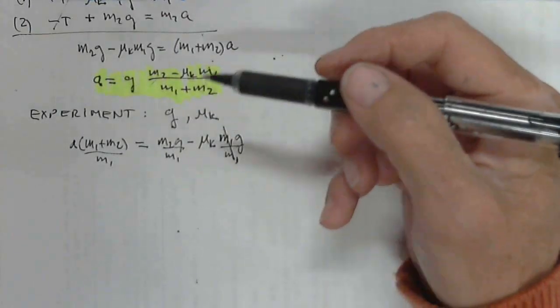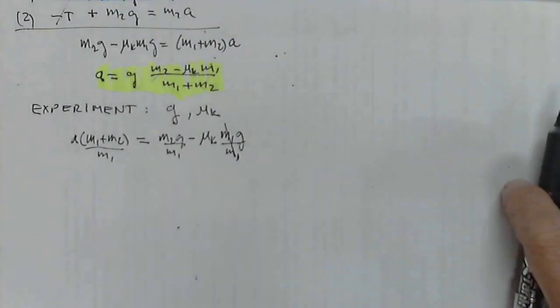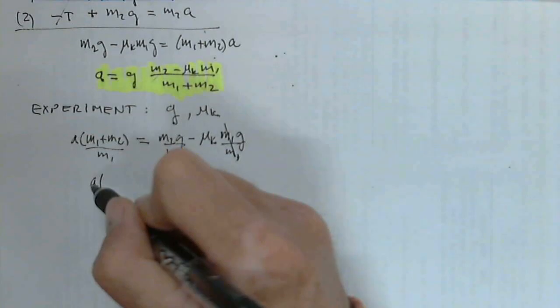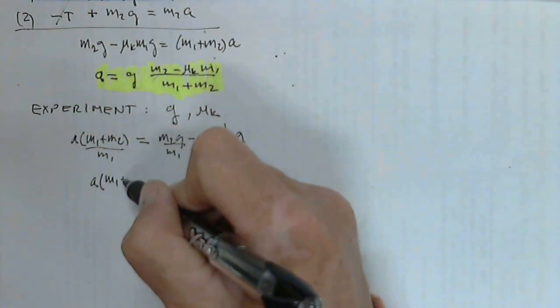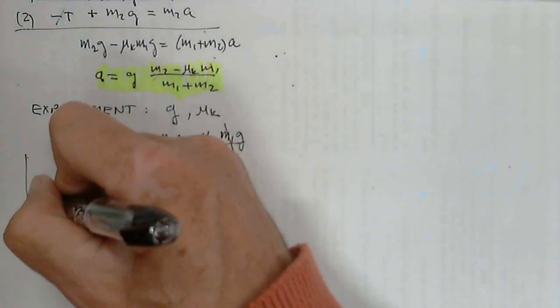And why did I do that? I did that because now, if this is on my y-axis, again the acceleration is measured with the motion detector. You get velocity versus time.